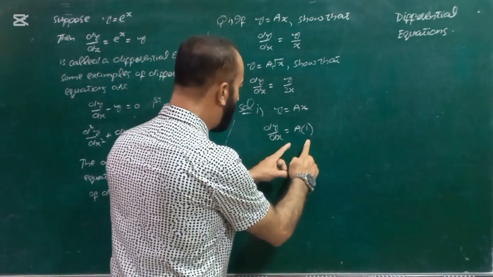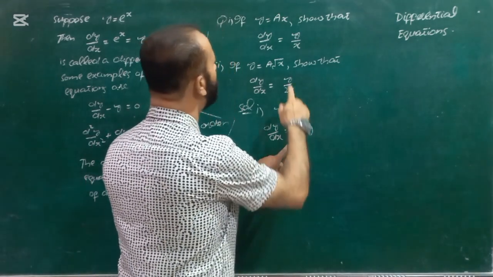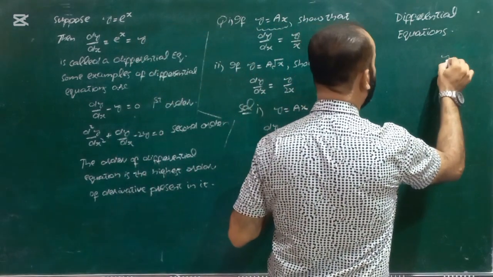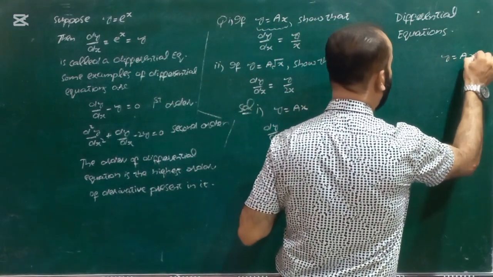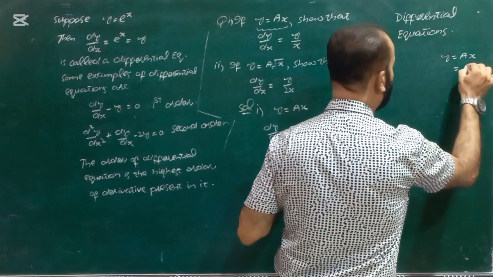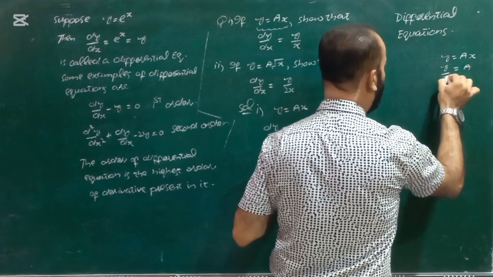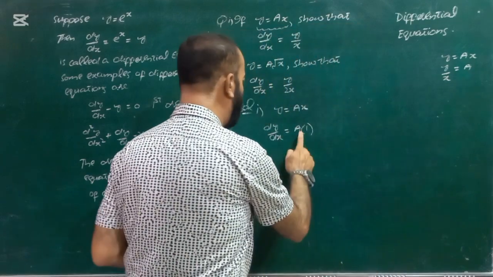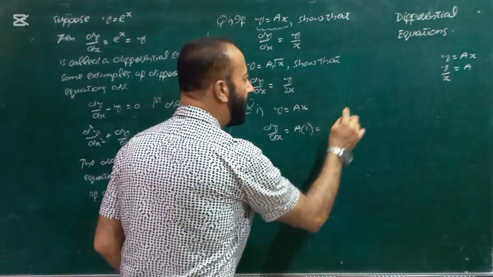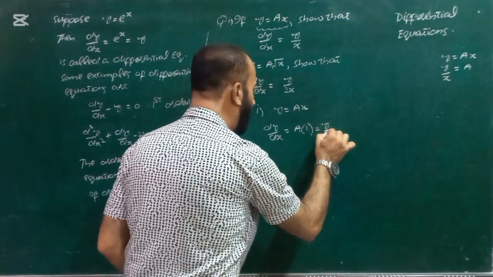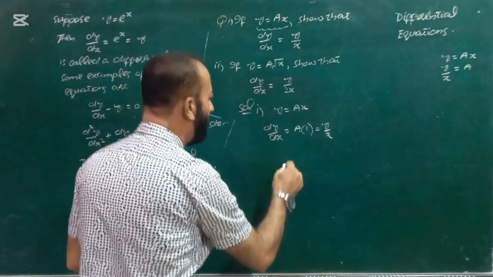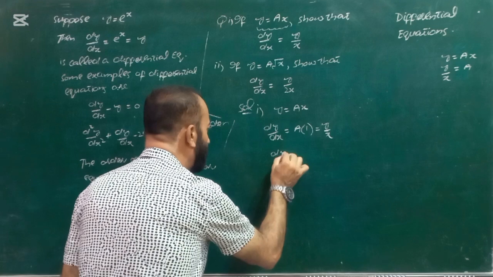So it means we are having a on the right hand side. So from this equation, y is equal to ax, so a will be equal to y by x. So it means y by x is the value of a that can be placed here. So that is a equals y by x. So it means dy by dx is equal to y by x. That is proved.